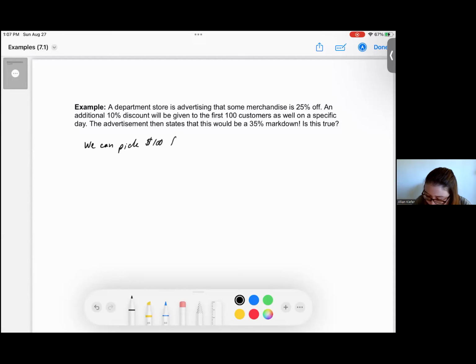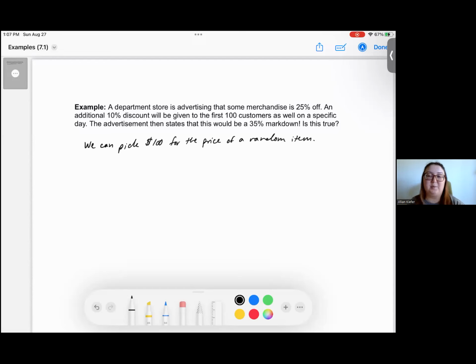$100 for the price of a random item. It could even be multiple items. It really doesn't necessarily matter. You're just picking a value. You want to make it easy because nobody wants to calculate something like $57.36. So we'll pick an easier value. We'll start with 100 and see how it works.